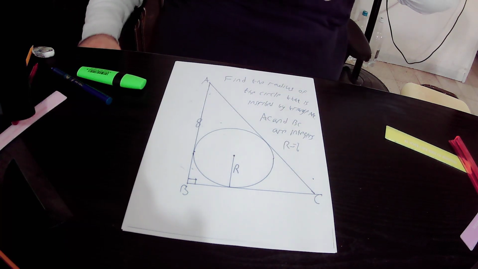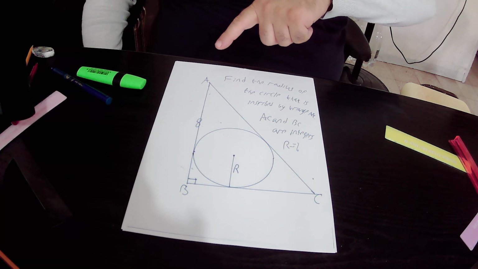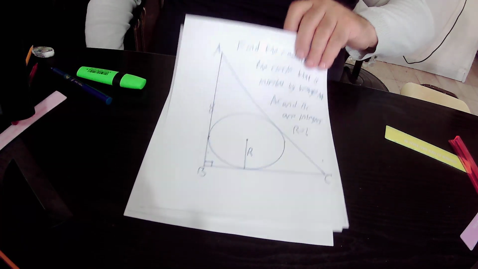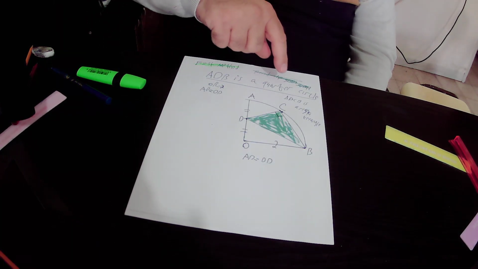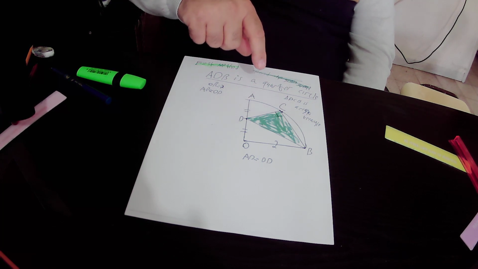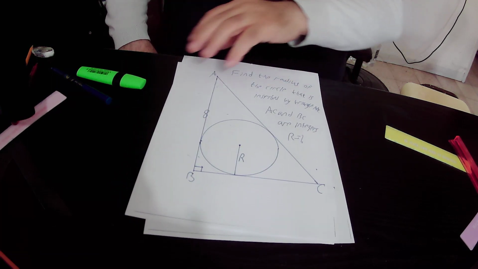Hello, in this lecture we'll answer two questions. In the first question, we'll find out the radius of this circle that is inscribed by the right triangle ABC. And in the second question, we'll find out the area of the blue right triangle DCB that is inscribed by the quarter circle AOB. So we'll start with the first question.